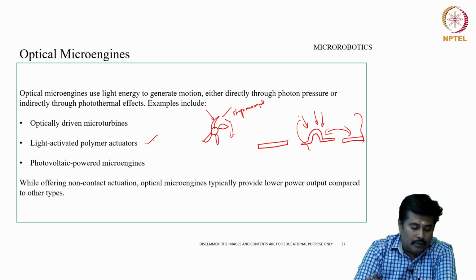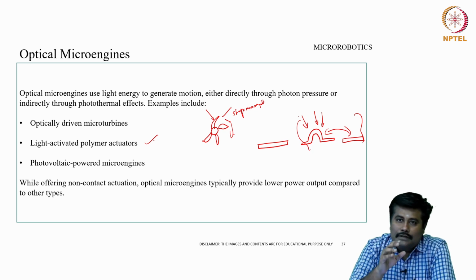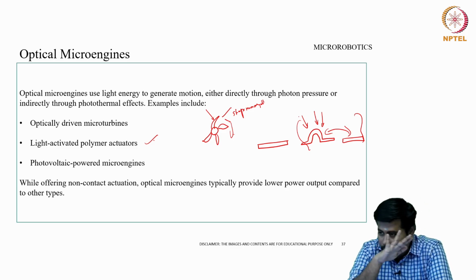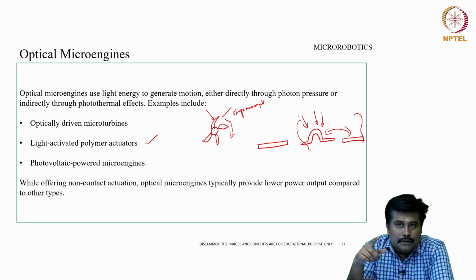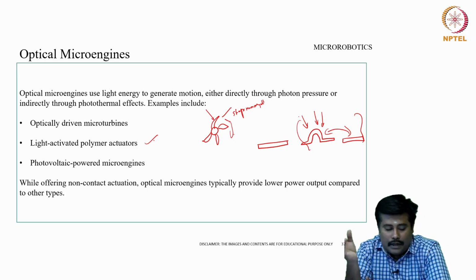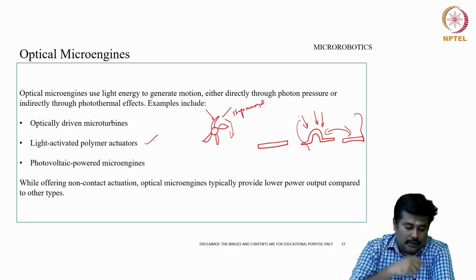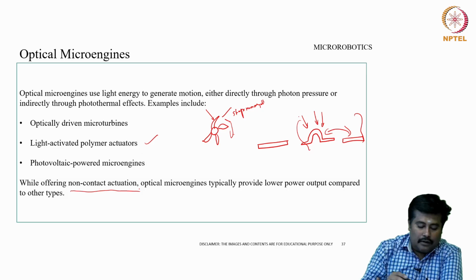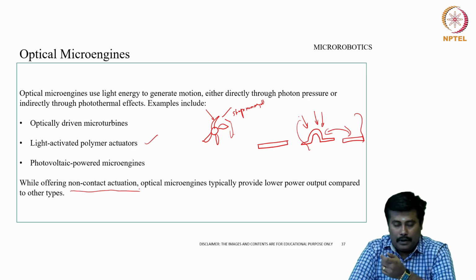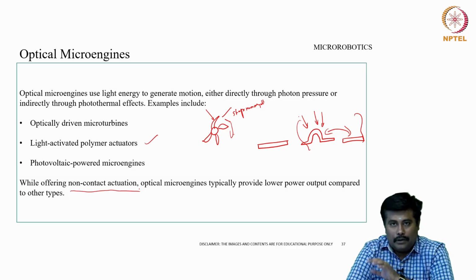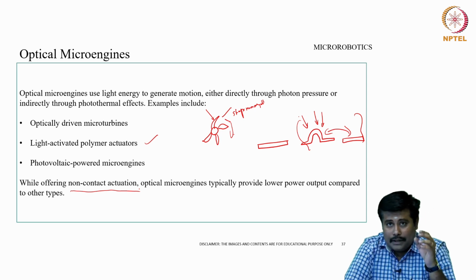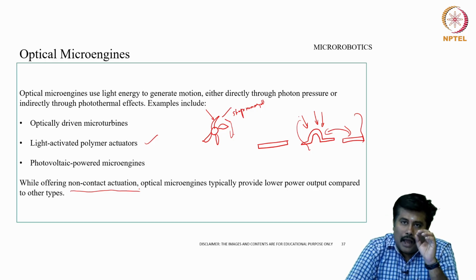Then there are photovoltaic powered micro engines. These are kind of solar cells, so when light falls on them, energy is generated. This energy is capable of actuating the micro engines based on the requirement. One of the key advantages of this system is that it offers non-contact actuation. This is one important point. Another point is that these optical micro engines typically provide a low power output compared to the other types. From an actuation point of view, precise actuation is possible by appropriately shining light on a particular point.